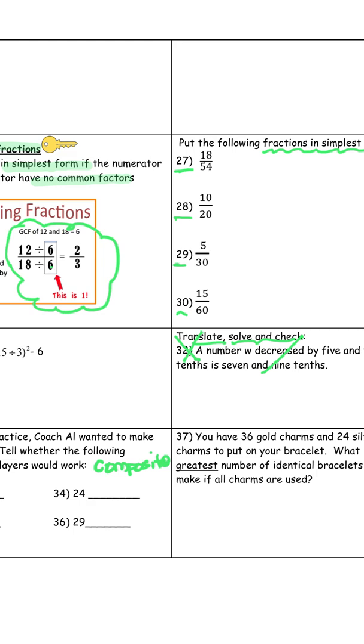And finally, number 37, you will definitely be seeing this one as well. You have 36 gold charms and 24 silver charms to put on your bracelet. What is the greatest number of identical bracelets you can make if all charms are used? For that one, you want to find the GCF, and that's what it's asking you. You definitely want to find the GCF.